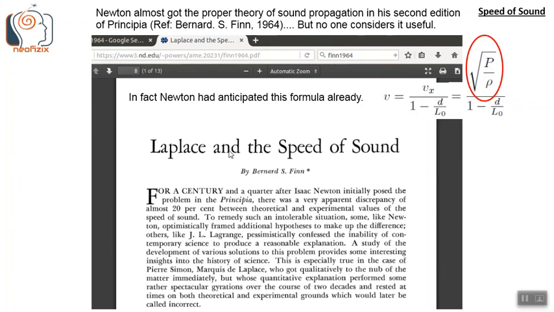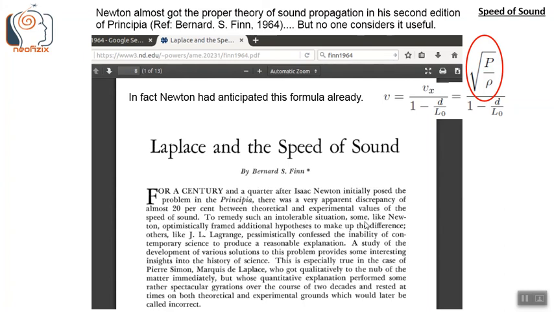We can refer to this paper by Bernard S. Finn from 1964. It discusses what other variations Newton tried. But I'm glad Newton did not furnish the complete theory during his time. In any case, no one considers his later work on the speed of sound useful, because Laplace built on his earlier work and derived a different formula. Even this author, Bernard Finn, is inclined towards Laplace's, like any contemporary physicist. And he says, for a century and a quarter after Isaac Newton initially posed the problem in the Principia, there was a very apparent discrepancy.